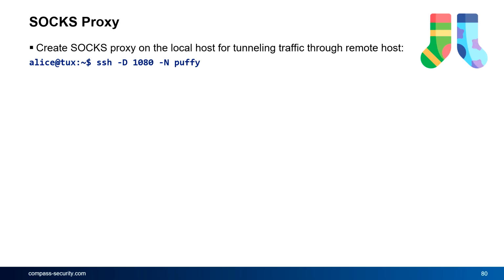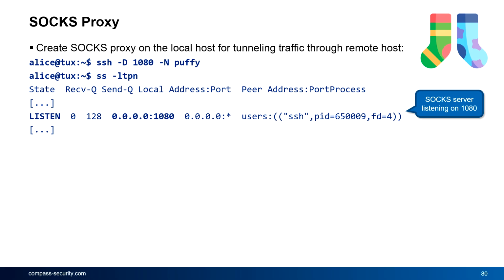Another interesting feature of SSH is also SOCKS proxying. This allows you to tunnel arbitrary traffic through remote hosts. In this example, Alice starts a new SOCKS proxy on her local system on port 1080 that can be used to tunnel arbitrary traffic through the Puffy host. So on her system, there's now a new process in listening state. We see that this is the SSH process that listens on port 1080.